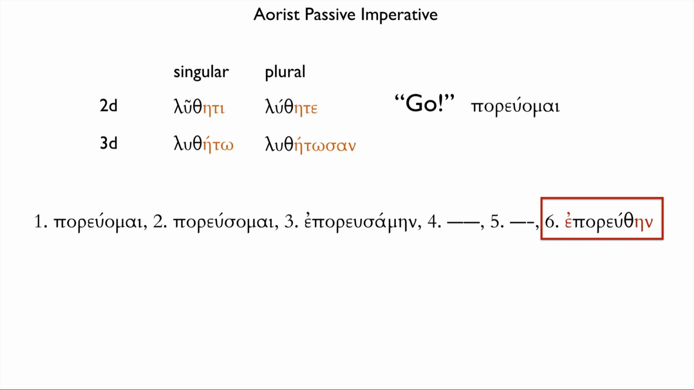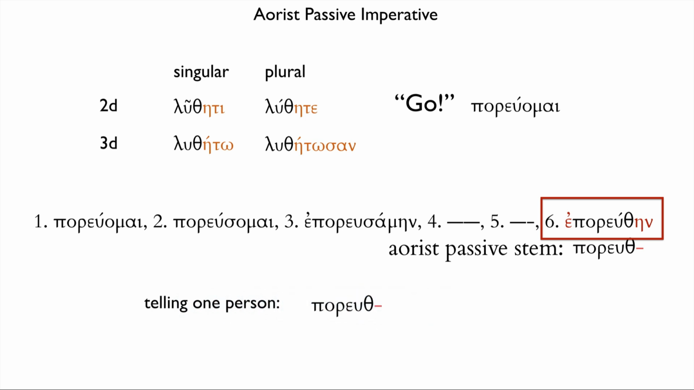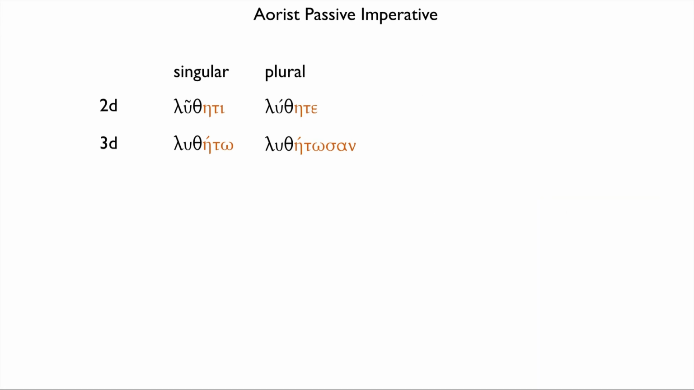We'll form the aorist passive imperative from the sixth principal part. First, we'll need to isolate the aorist passive stem. We'll get rid of the augment and the conjugated ending. This gives us poreuth. And so if we wanted to tell one person to go, and we wanted to use the verb poreuomai, which is deponent, the way we would do so in the aorist tense is we would take this aorist passive stem, we would add our singular ending, and we would get poreutheti, go.